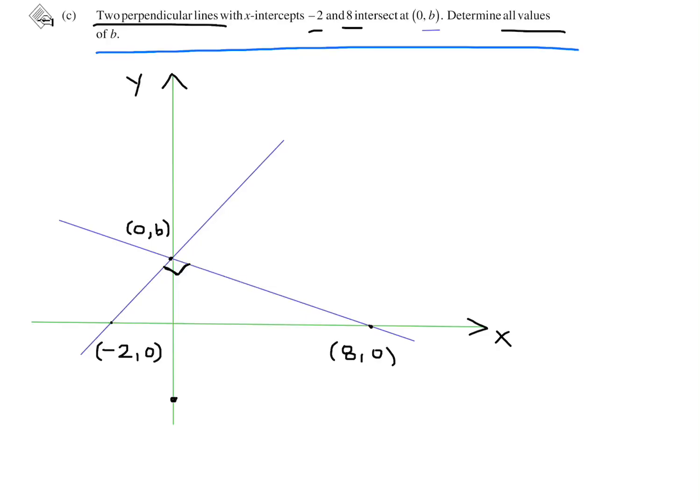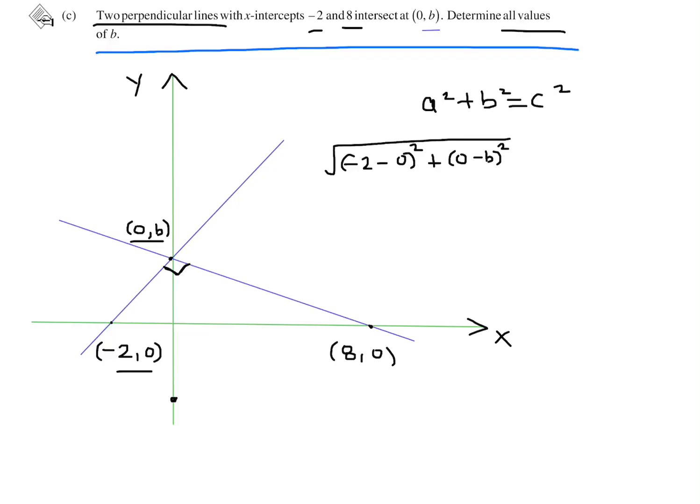And you know the Pythagorean theorem very well. A squared plus b squared is equal to c squared. But we haven't been given any distances. We've just been given points. But that's not a big deal because you know how to figure out the distance between 2 points. So let's do this here first. The distance between those 2 points is going to be the square root of negative 2 minus 0 squared plus 0 minus b squared. Okay? That's the distance. So that essentially represents a in our Pythagorean theorem. So we just square it like that.